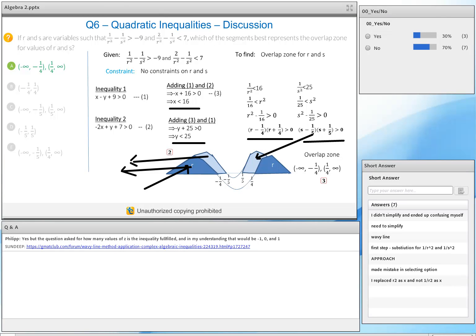Very, very important. I replaced r square as x and not 1 by r square as x. Very good point. Thank you for specifying that. Again, the key thing is you have to simplify your analysis, right? How do you solve it? You need to simplify that, and the most simplified thing would be if you replace 1 by r square as x. Again, think about it. What do you have in your arsenal? You know how to solve linear inequalities, you know how to solve quadratic inequalities.